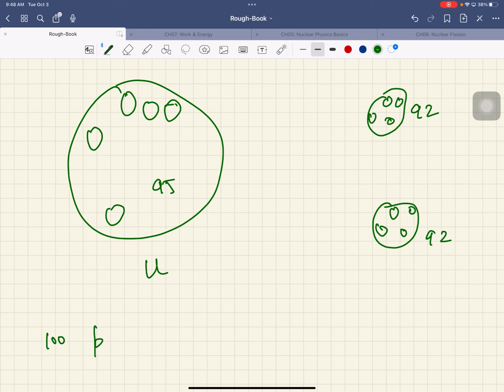Why does it weigh less in this piece, in this nucleus? Because it's more tightly bound. What happened to this difference in energy, in this difference in mass? That got converted to energy. And that's the best we can do.